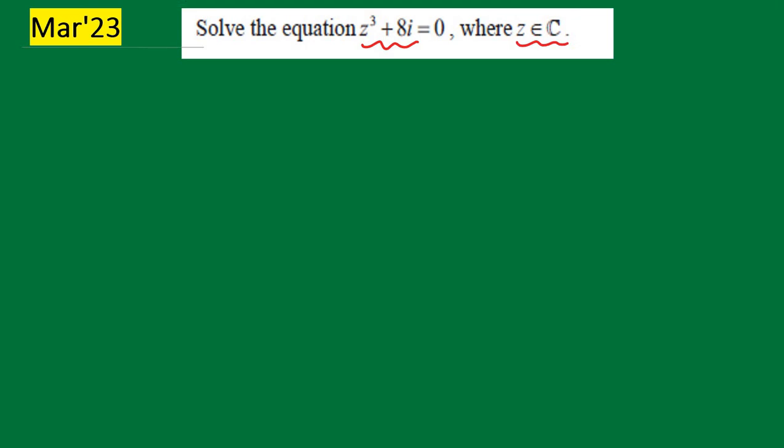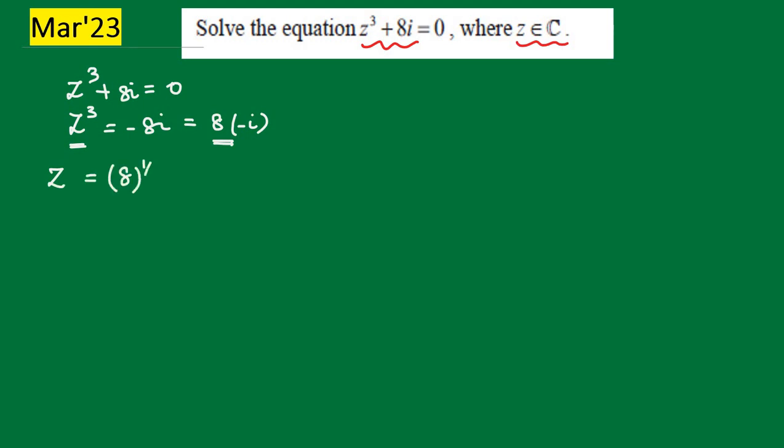Where z is a complex number. So let us now write what is given. z cube plus 8i is equal to 0. This gives us z cube is equal to minus 8i, which can be written as 8 into minus i. Now z cube is equal to 8 into minus i, or z can be written as 8 the whole power 1 by 3 into minus i the whole power 1 by 3.